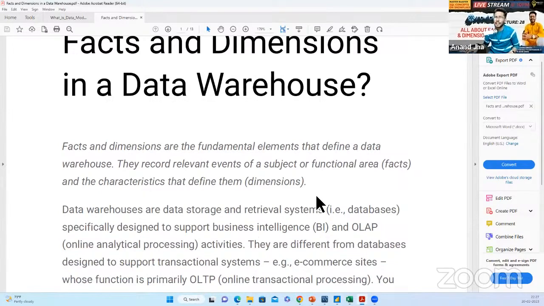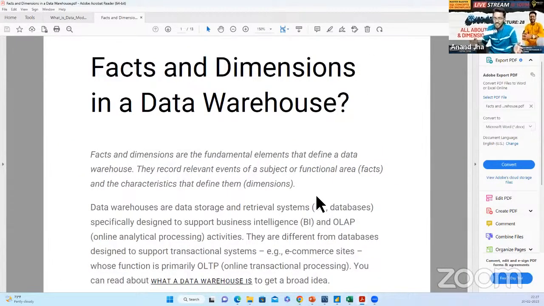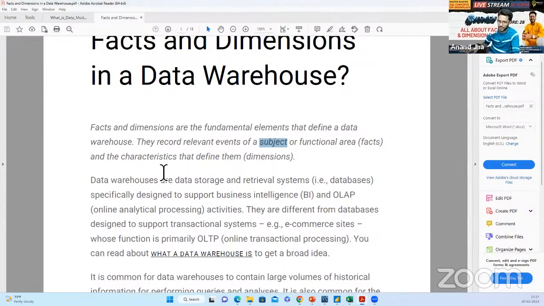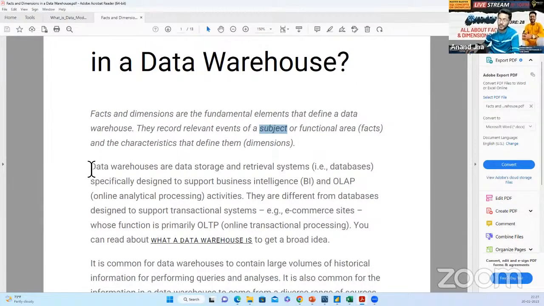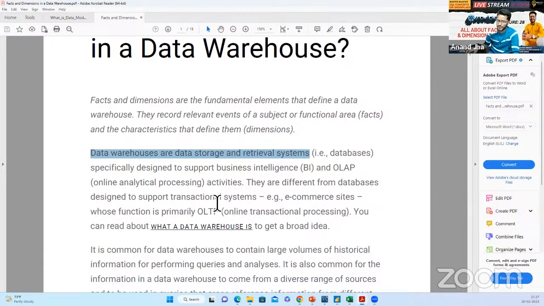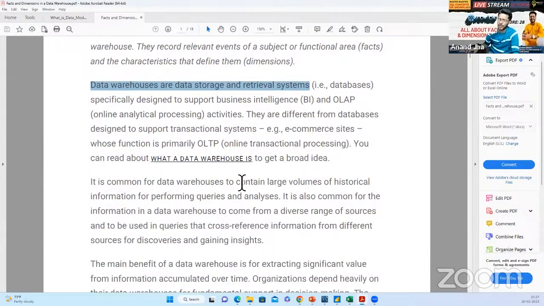So these are the fundamental elements that define a data warehouse. They record relevant events of a subject or functional area and the characteristics that define them, right? So data warehouses are data storage and retrieval systems. We know about databases. I have already discussed in my first lecture video that they support business intelligence and online analytical processing activities, right? This we know already. It is common for a data warehouse to contain large volumes of historical information for performing queries and analysis.